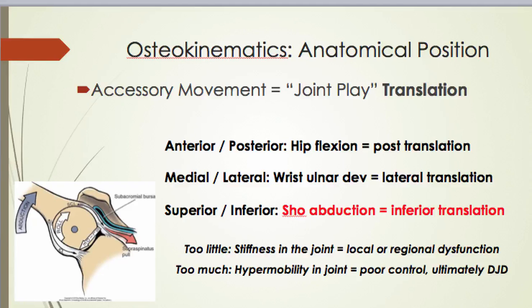That is the hallmark of early osteoarthritis, is that there's a sloppiness or an increased motion within the joint. There's an increase in joint play, an increase in accessory motion that leads to these things.